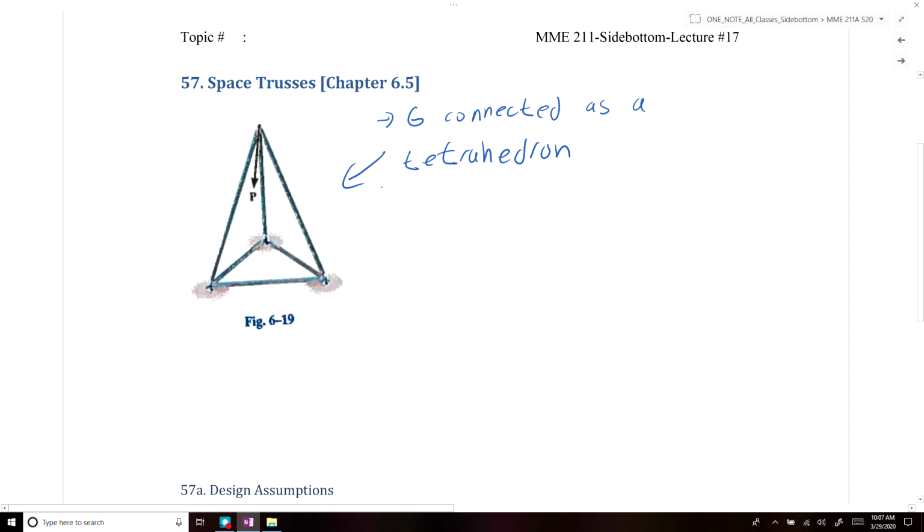Space trusses are typically found in supporting structures. They're used a lot in roofs, and they're used a lot in electrical transmission towers, like high voltage power lines. Typically they have very low weight, and are very strong for their weight, so that's the advantage of using a space truss.